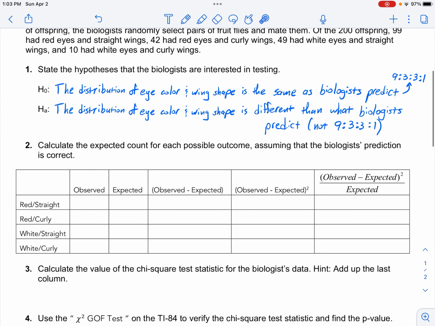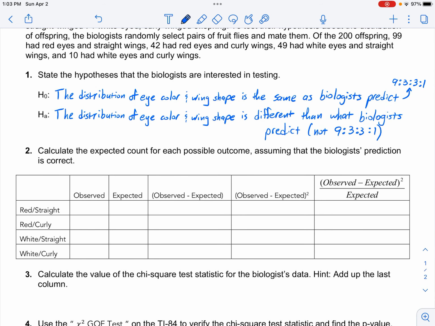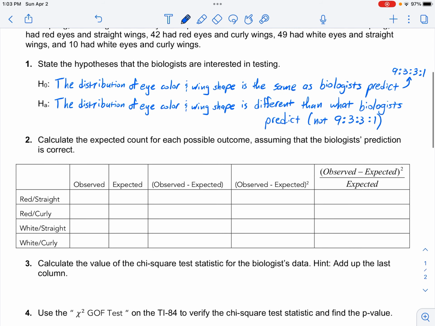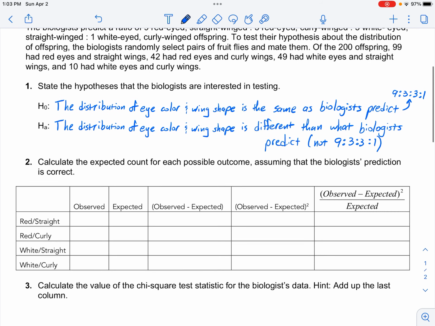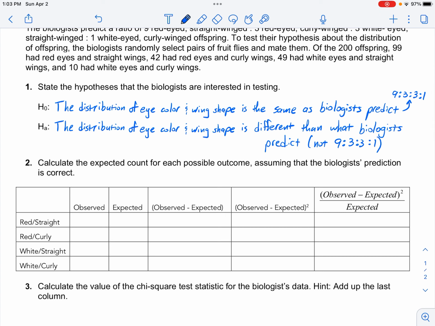So then we're going to fill in this table to get our chi-squared test statistic. So what did they observe? You can pull these numbers from up here in the paragraph. 99 of them, that's right there. 42 were red with curly. 49 were white with straight wings. And 10 were white eyes and curly wings.